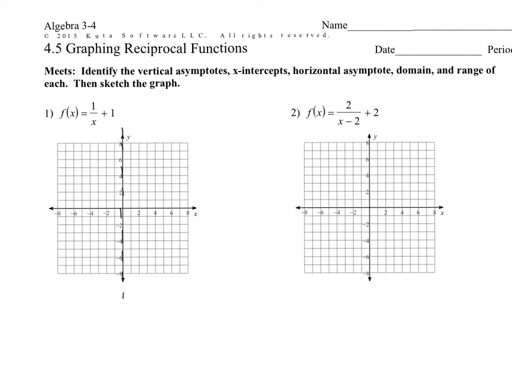X-intercepts. X-intercepts are your zeros. Okay? X-intercepts are the same thing as zeros. It's where this graph is going to cross the x-axis. And so we're wondering when y equals 0. So for x-intercepts, we're going to set the whole function equal to 0. So we're going to do a little algebra here.